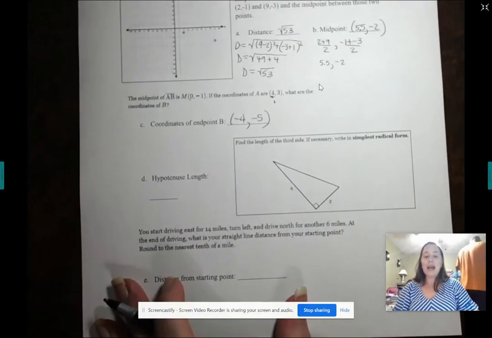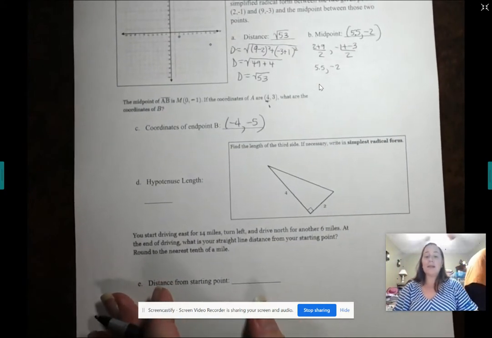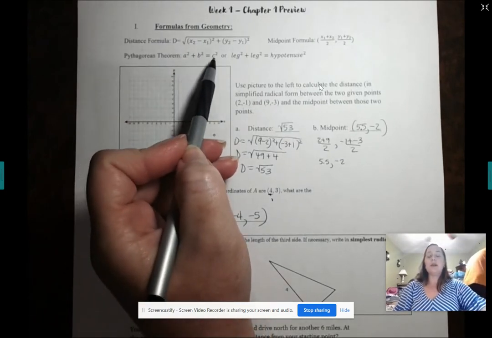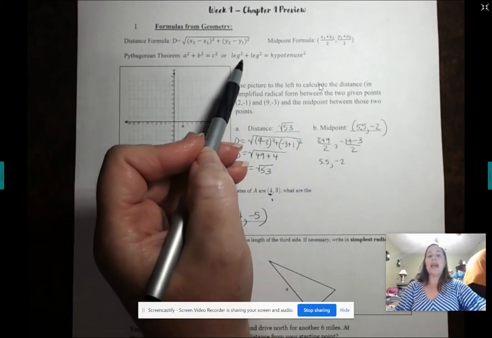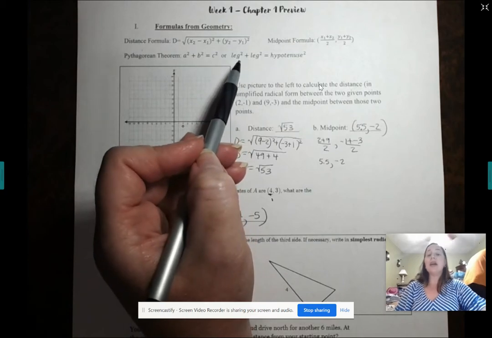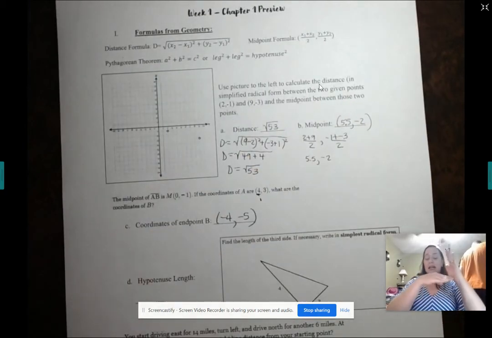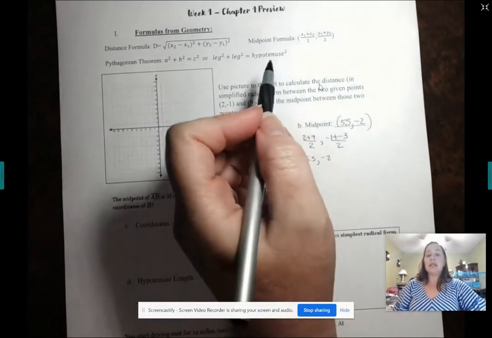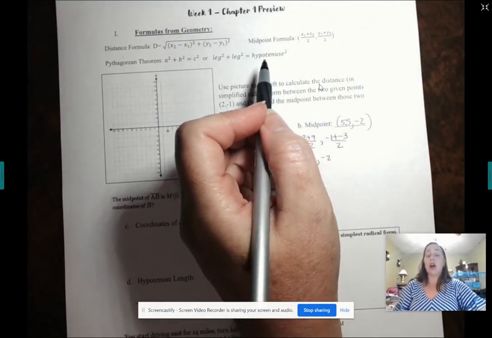All right, so now we are ready to move on to Pythagorean theorem. And Pythagorean theorem, if you look up here at the top, is a squared plus b squared equals c squared. Please remember that a and b are both legs of the right triangle, which means they're the sides that create the right angle. And then the hypotenuse is the longest side.